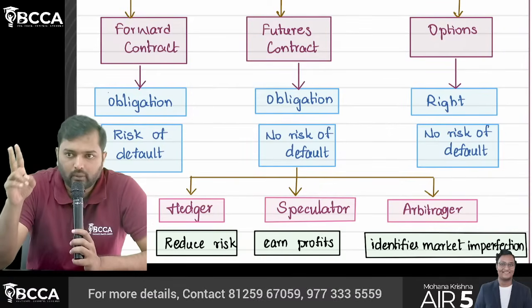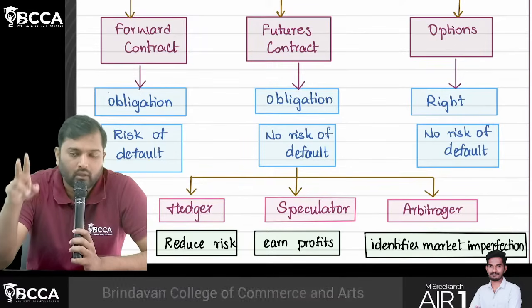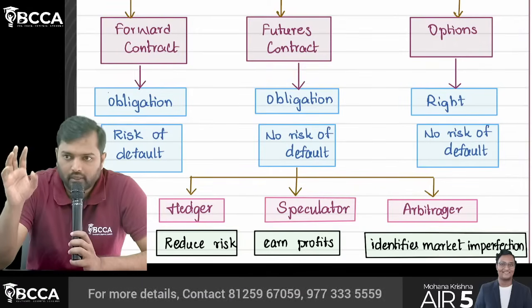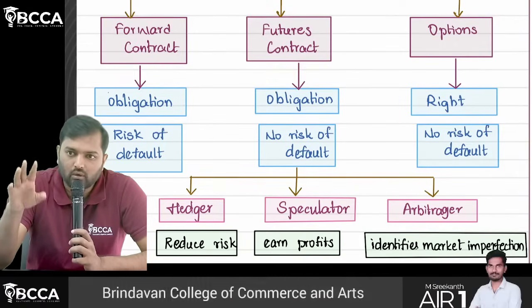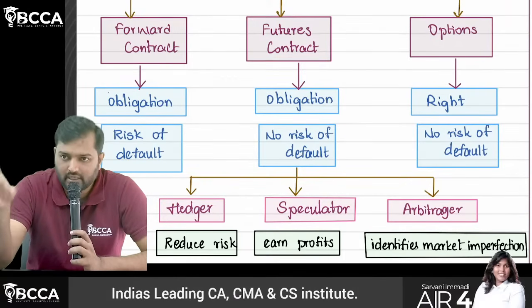In a contract, there will be two parties involved, yes or no? One party will sell and one party will buy. From both the parties, initial margin will be collected. So like a security deposit, there is no risk of default in a futures contract. And these futures are standardized. Futures are traded on exchange. Forward contract is not traded on exchange.